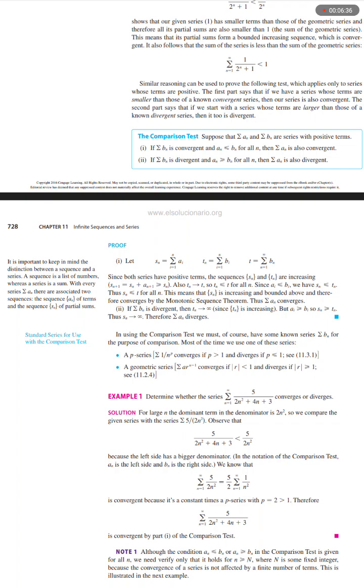See 11.3.1. And a geometric series, the sum of a r to the power n minus 1, converges if the absolute value of r is less than 1 and diverges if the absolute value of r is greater than or equal to 1. See 11.2.4.